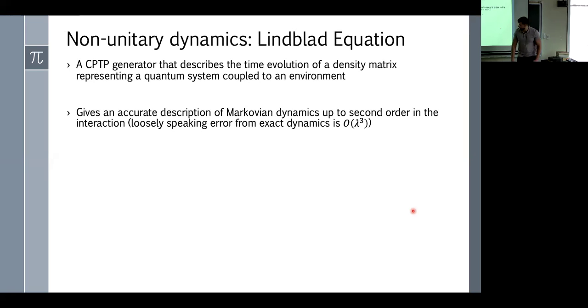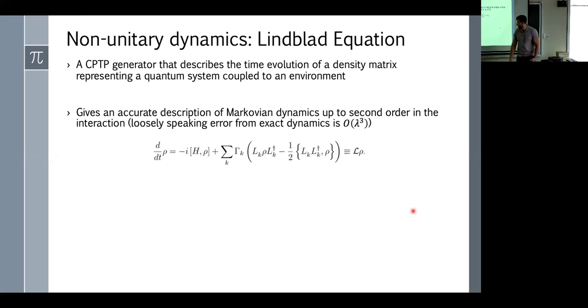And I will say an important feature of this is that the Lindblad equation is derived as a perturbative expansion, so it's not exact, and it has error, loosely speaking, in the third order of the coupling between the system and bath. So it's an equation that's derived under weak coupling assumptions.